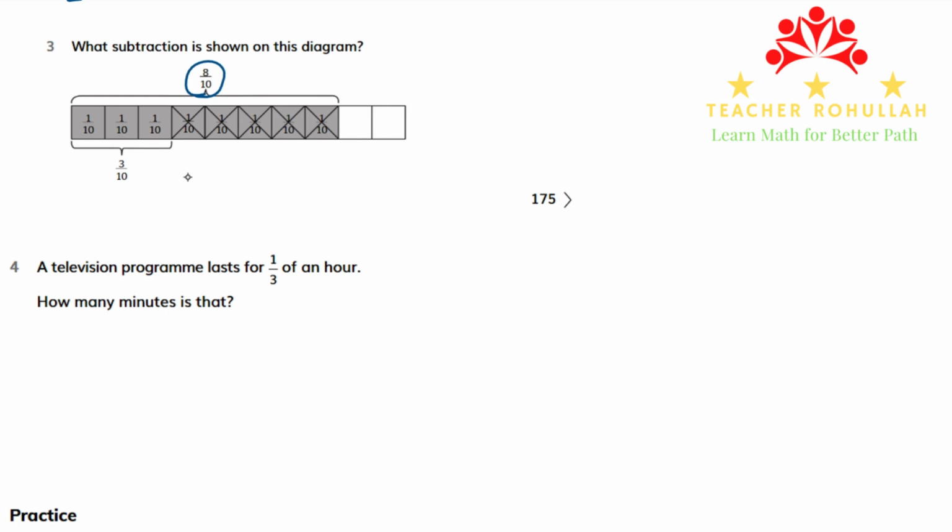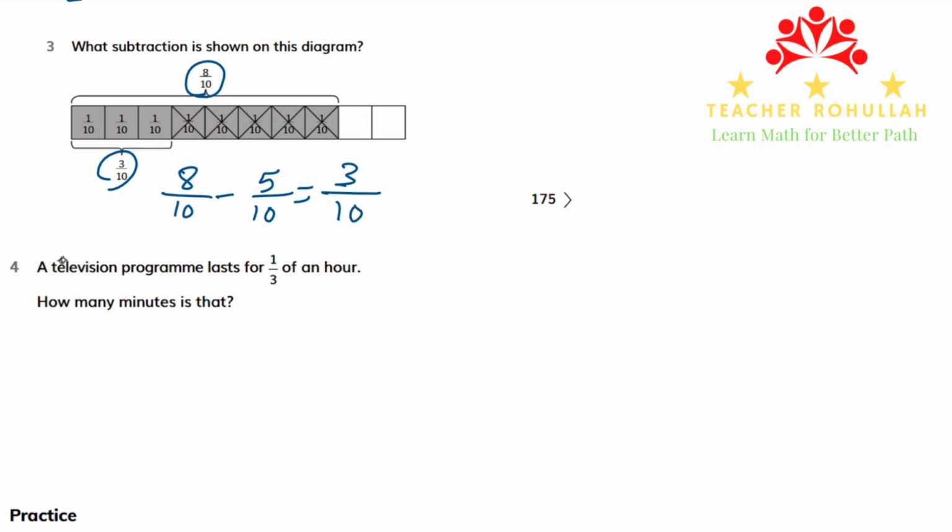So in this case, we can write 8/10. How many are crossed? 1, 2, 3, 4, 5. Minus 5/10 will be equal to 3/10 that we have over here in its room. Well, question 3 is also solved. Let's go to question 4.